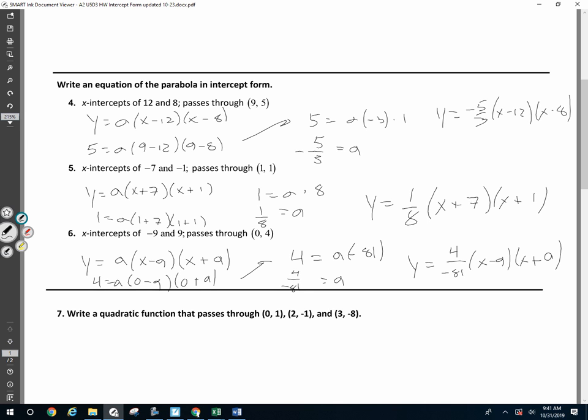Okay? Go ahead and skip 7. Don't worry about 7, even on your quiz. I'm going to show you what your quiz looks like and make sure we walk through anything that might be confusing.